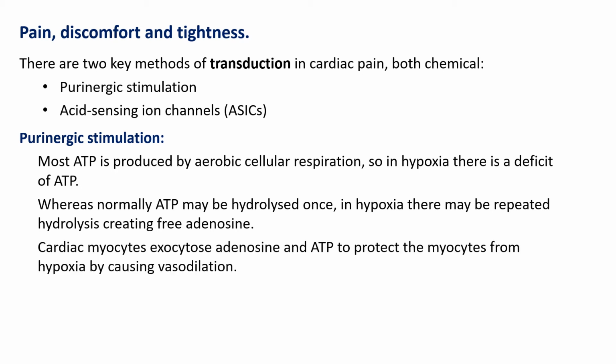Cardiac myocytes actually use adenosine and ATP to try and protect themselves. So they release it, they exocytose adenosine and ATP. And what these do is they bind and they cause vasodilation. So they cause smooth muscle relaxation, vasodilating the area, which of course is going to increase perfusion and help to resolve the problem.